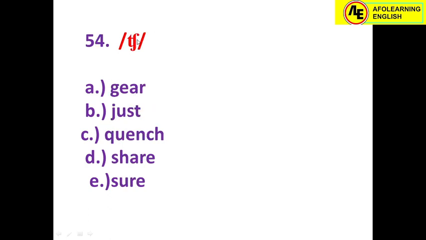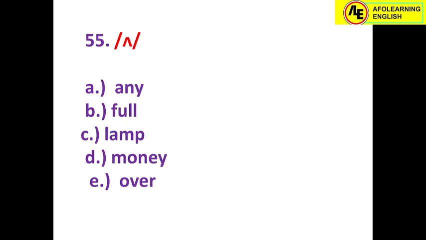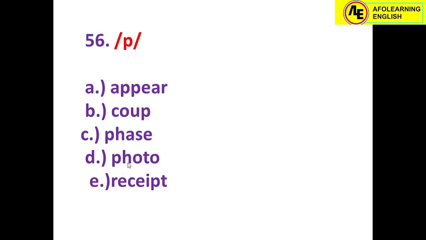Number 54. The correct answer is quench. The ch sound is often represented by ch. Okay, quench. That's the correct answer, option C. Number 55. The correct answer is money. Over, wrong. Lamp, no. Food, any, wrong. The correct answer is money.